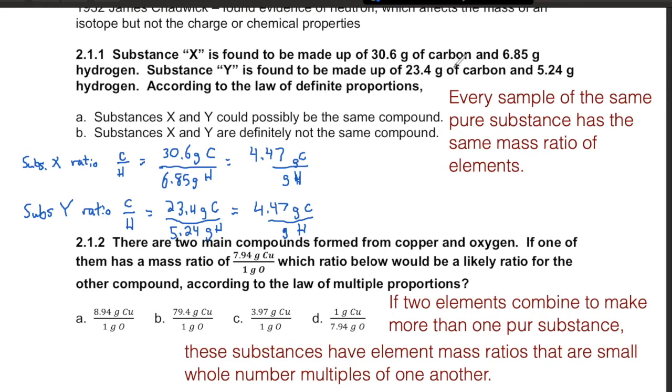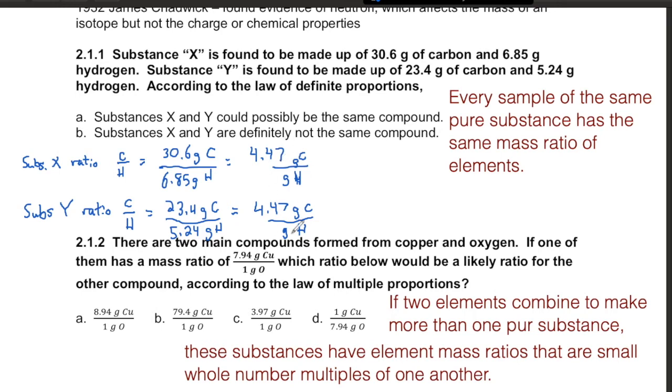Y has 23.4 grams of carbon, 5.42 grams of hydrogen. And so it's not very obvious to look at this ratio and see that they're the same, but if you actually do the division of both of them, you can see that substance Y is also 4.47 times as much carbon as hydrogen. And so these are the same ratio. They could be the same.